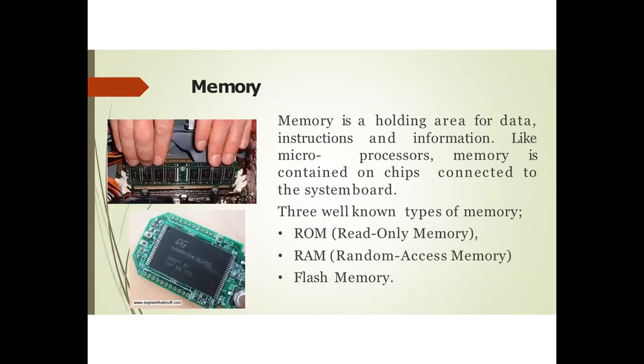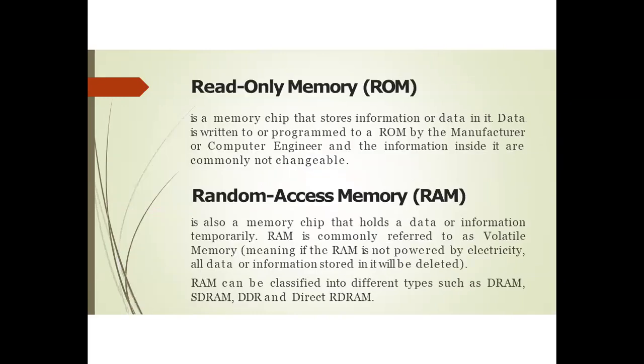The next one is the memory. So memory is a holding area for data, instructions, and information. Like microprocessors, memory is contained on chips connected to the system board. As you can see, this is the image of a memory. We have 3 well-known types of memory. We have the ROM, the RAM, and the flash memory. Okay, so let's compare the 3.